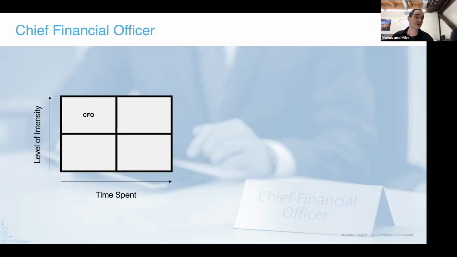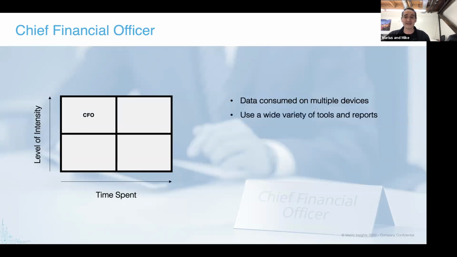So the first persona we're going to look at is that of a CFO. Imagine Joe, the CFO. This is an individual, as you can imagine, who is very, very busy. They are doing many, many things. They're looking at data across their entire enterprise. They're consuming data across multiple devices. Maybe they're in the car traveling someplace, looking on their mobile device, or they're at their desk, dealing with data because an email has come in. They're looking across a wide variety of tools and reports.